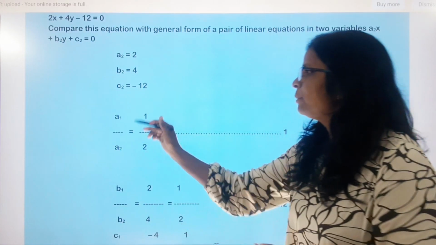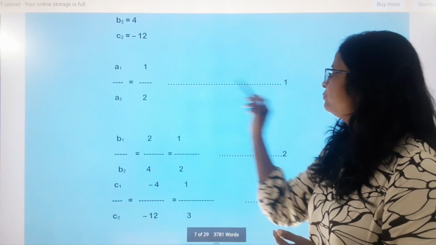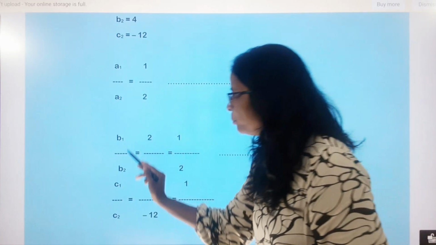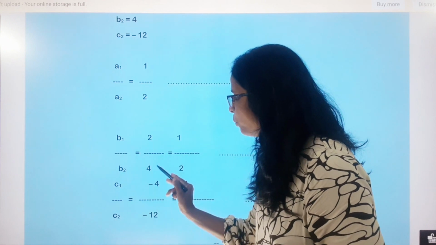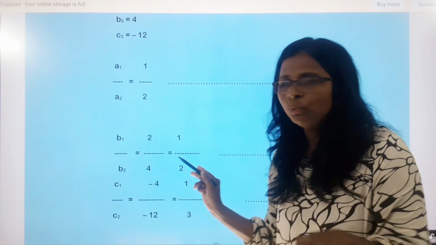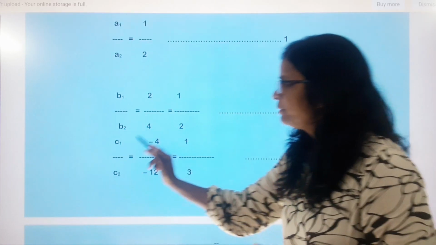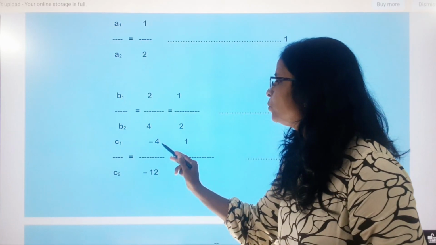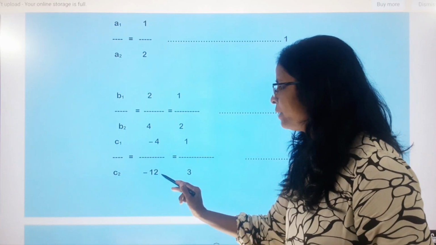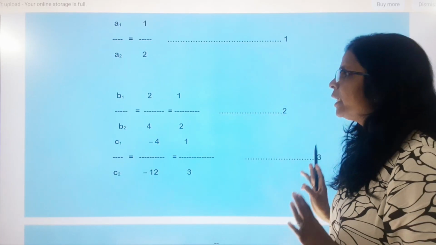So here a1 upon a2 is equal to 1 upon 2. Call it the first equation. b1 upon b2 is equal to 2 upon 4. In the simplest form, we get 1 upon 2. Call it the second equation. Third, c1 upon c2 is equal to minus 4 upon minus 12. We get 1 upon 3. Call it the third equation.